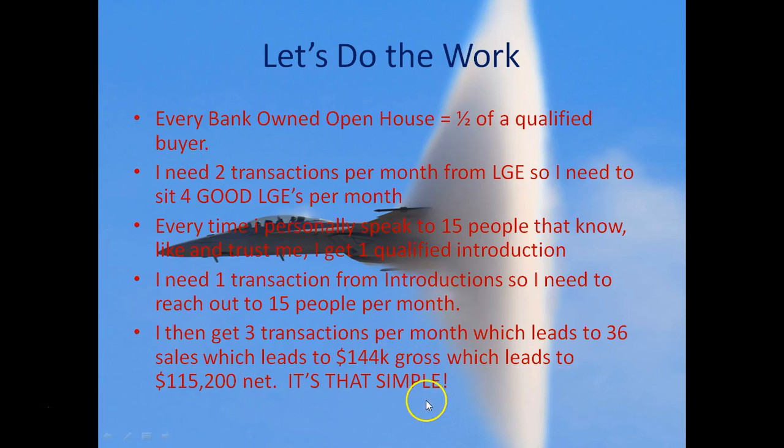Well, that basically gets my 3 transactions per month, because 3 transactions leads to 36 sales, which is going to gross 144K, which when I subtract out my 20% is going to be 115.2.